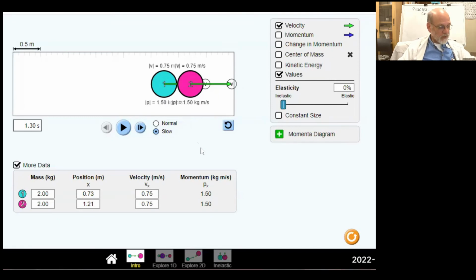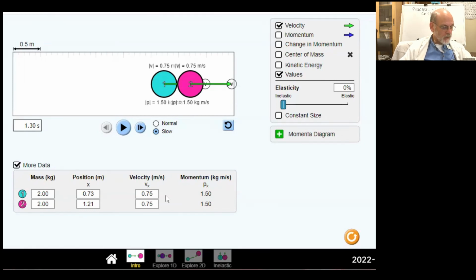Well, before the collision, we had 3 kilogram meters per second. What is it after the collision? 1.5 plus 1.5 is total momentum, 3. Okay, what's the velocity? The velocity is the same for both of them because they're now stuck together.